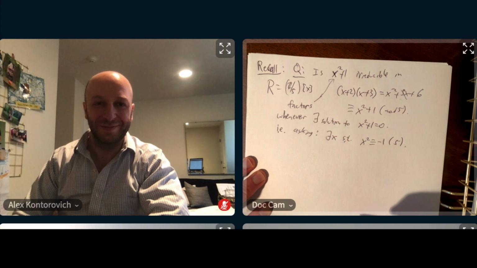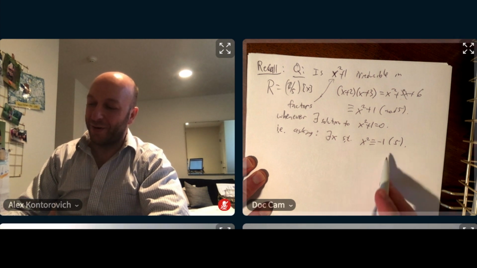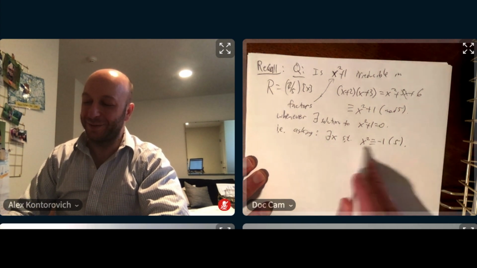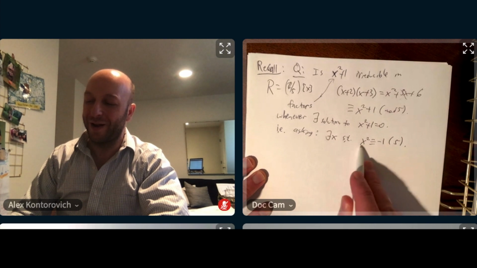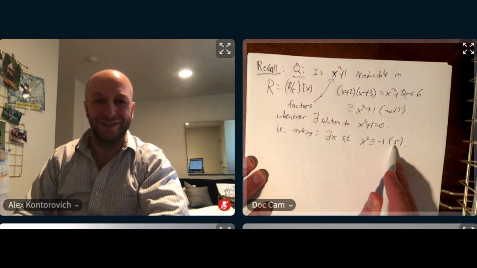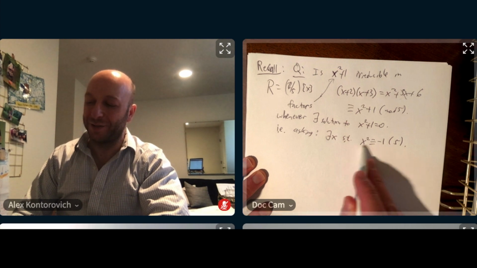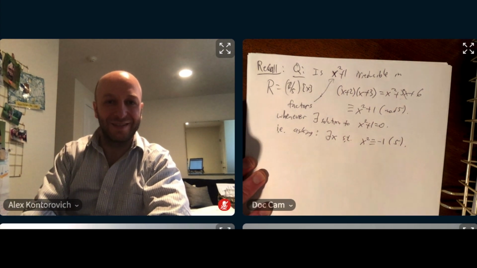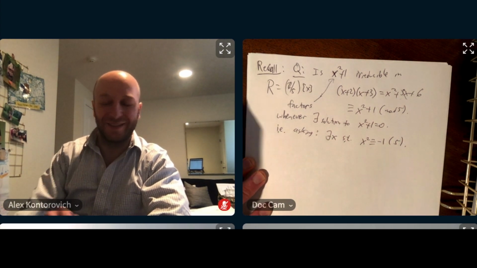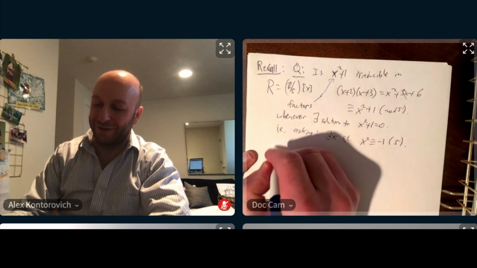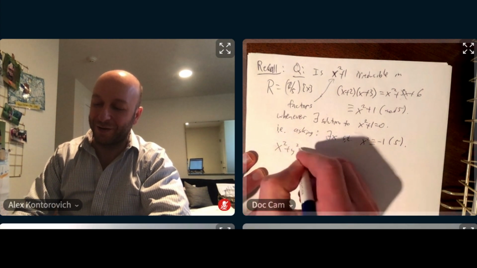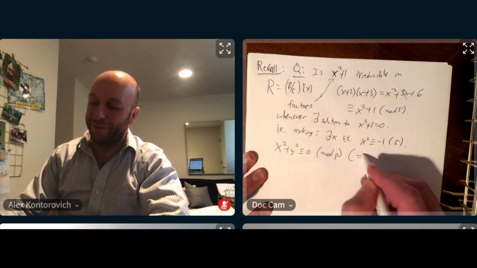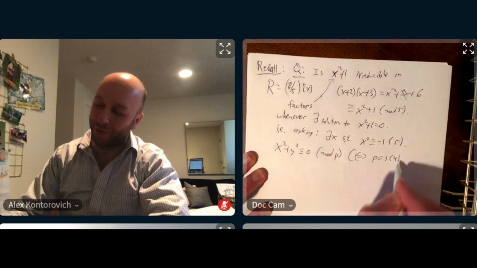Does that make sense? So great. We know how to answer this because negative 1 is a square if and only if the prime is, this is exactly related to when a number is the sum of two squares. So recall, this is exactly related to x squared plus y squared being equal to 0 mod p, which happens if and only if p is congruent to 1 mod 4, or p equals 2.